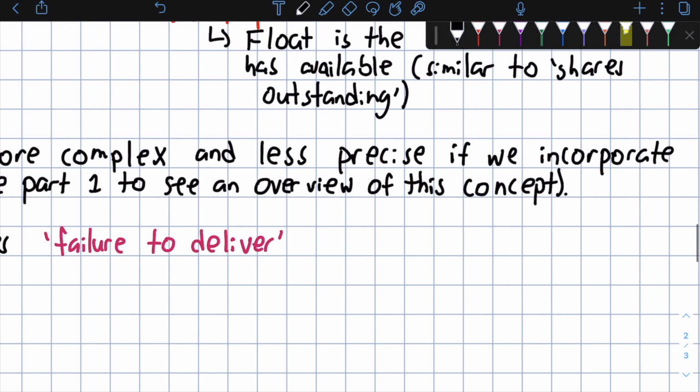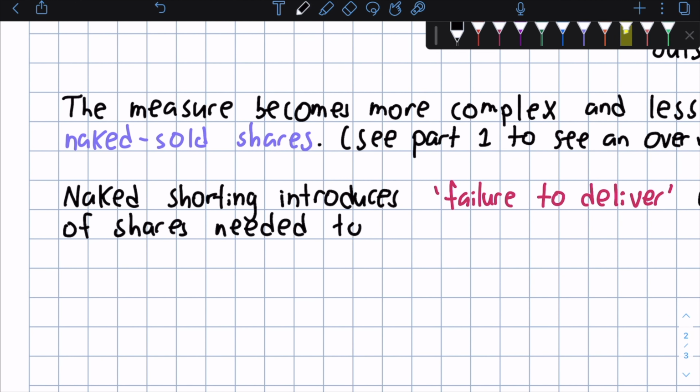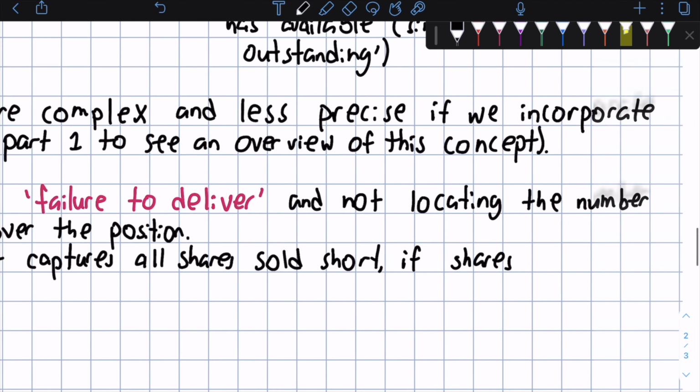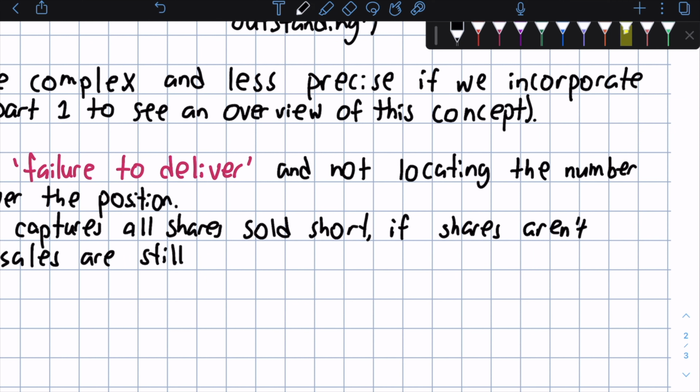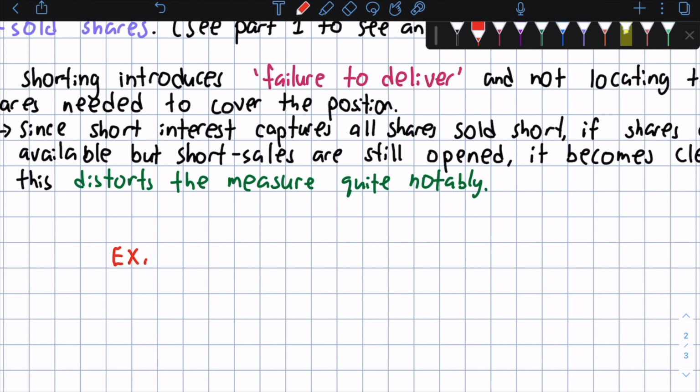Naked shorting introduces a failure to deliver, which is a notion of not locating the number of shares needed to cover the position, and this means that there is a failure to deliver those shares back to the broker. Since short interest captures all of the shares sold short, if shares aren't available but short sales are still opened through naked short selling, it becomes clear that this distorts the measure quite notably.